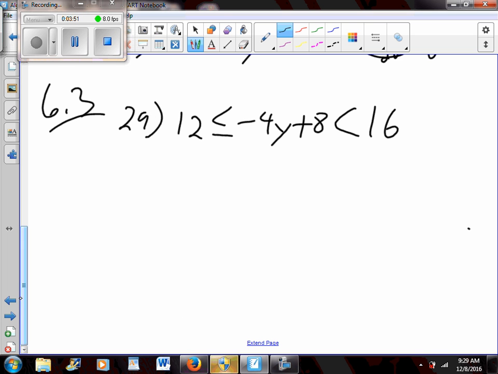Now, going on to 6.3, let's spend a little more time here. This is one of these compound inequalities. And remember, compound inequalities fall into two categories.